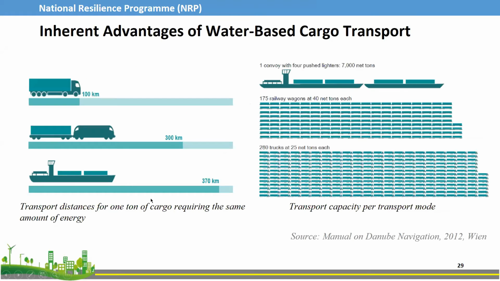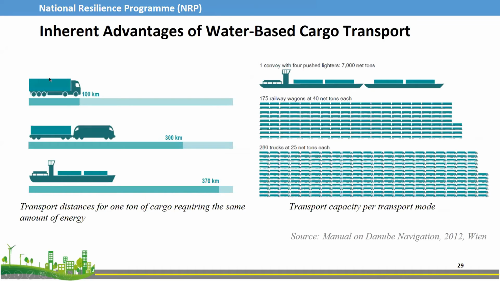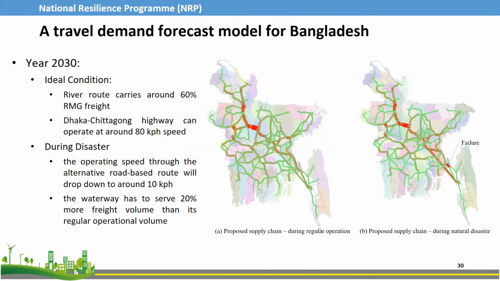And here is a comparative picture actually. So for the same amount of energy, if you are carrying 1 ton of cargo with road transport, you can go up to 100 kilometers, in rail 300 kilometers, but in water transport you can go up to 370 kilometers. So actually this shows that water transport can be very efficient for us.